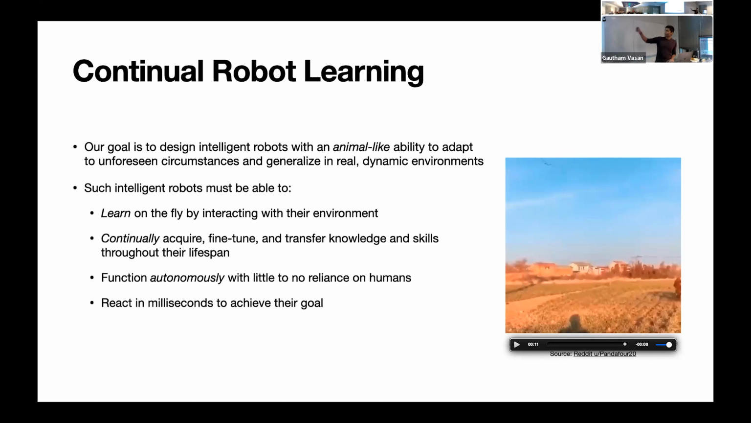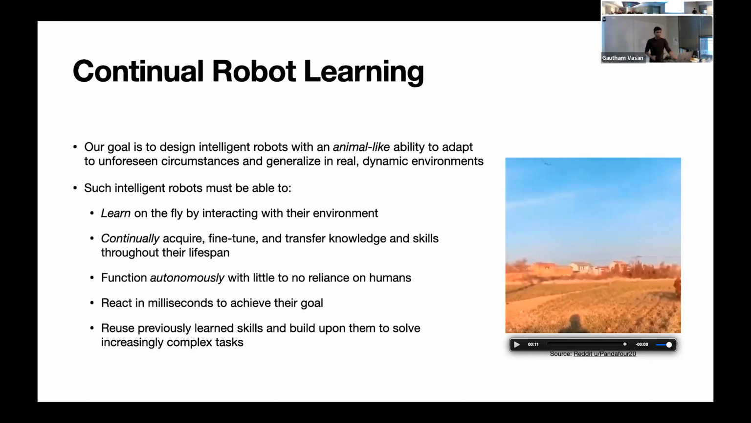So we see this dog, and if we want fast, agile behaviors like this one, we do need a very small reaction time. They should be able to reuse previously learned skills and build upon them to solve increasingly complex tasks. So we're going to solve this problem with reinforcement learning. So throughout the talk, I'll be focusing solely on reinforcement learning.